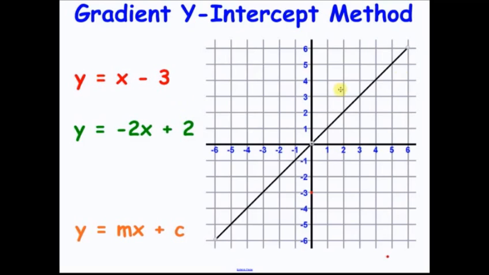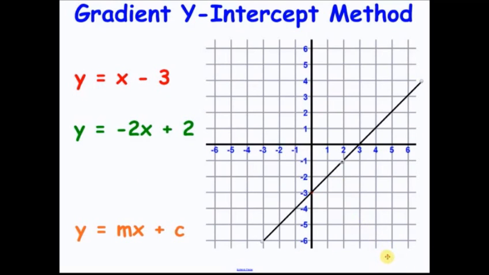Okay, so that's our gradient of 1. However, it's in the wrong place. It really needs to go through minus 3 to actually suit our equation. So here I've got a line of gradient of 1 and it's gone through that point, minus 3. Let's look at the next one then.